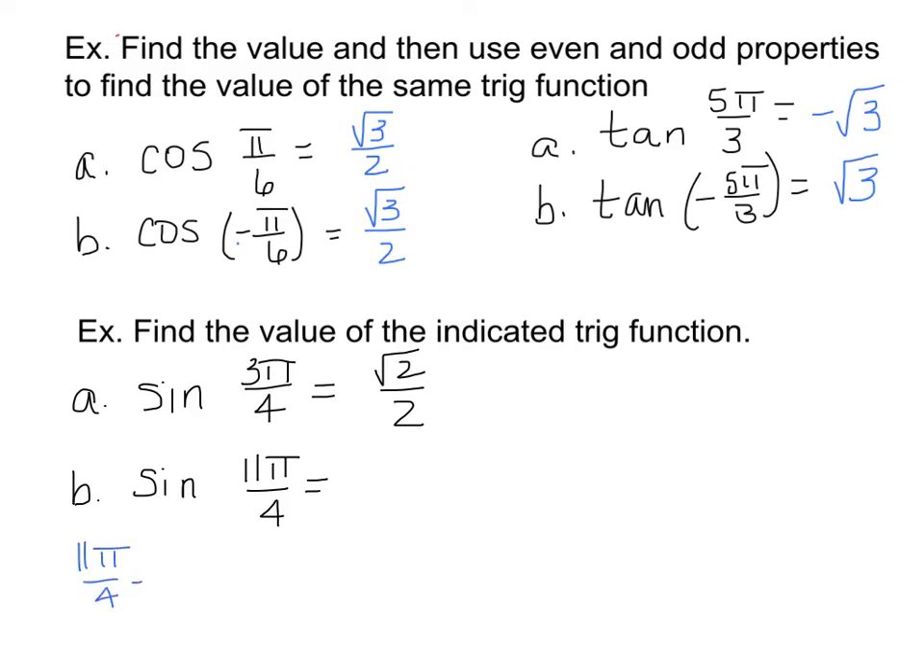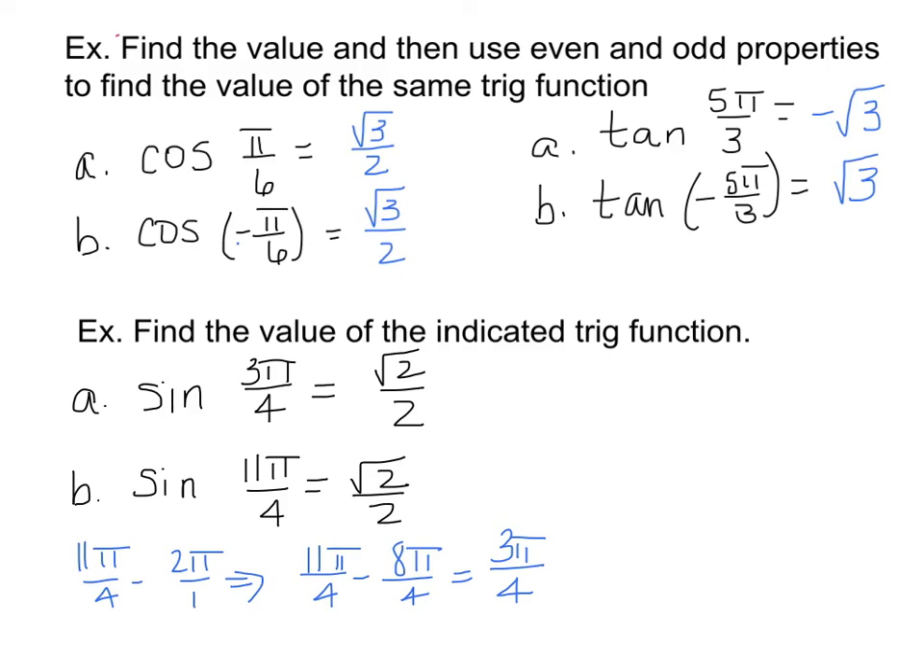So I'm going to subtract 2 pi, but I have to get a common denominator, which will make that 8 pi over 4. And look, we're back to 3 pi over 4. And we call those, remember, coterminal angles because they end at the same point. So since we already got that answer in part A, it'll be the exact same thing. So those are examples of finding trig functions of the exact same value.